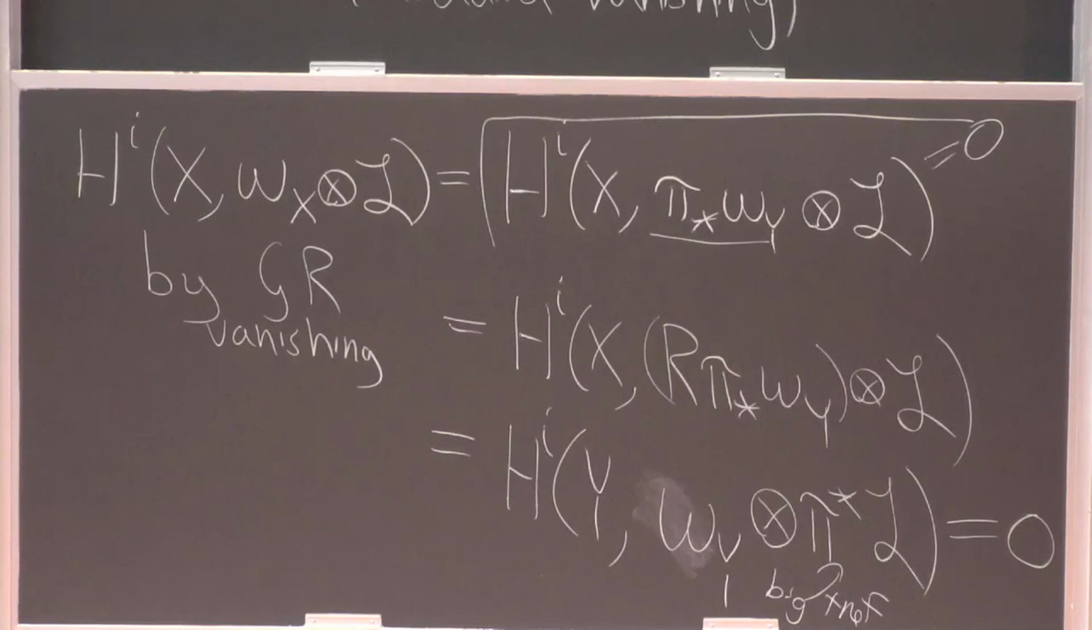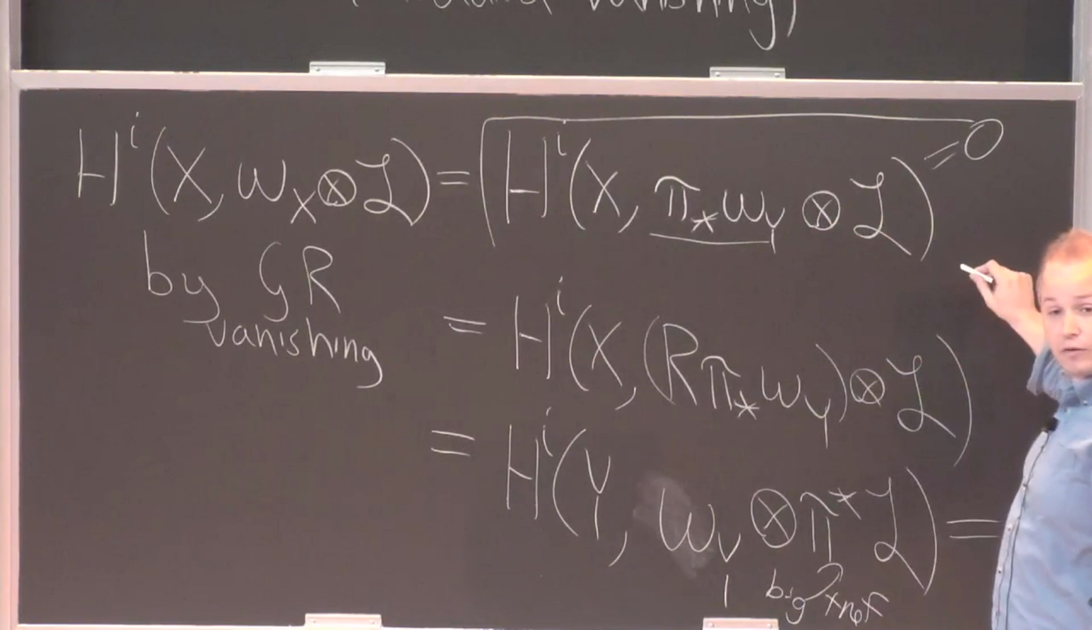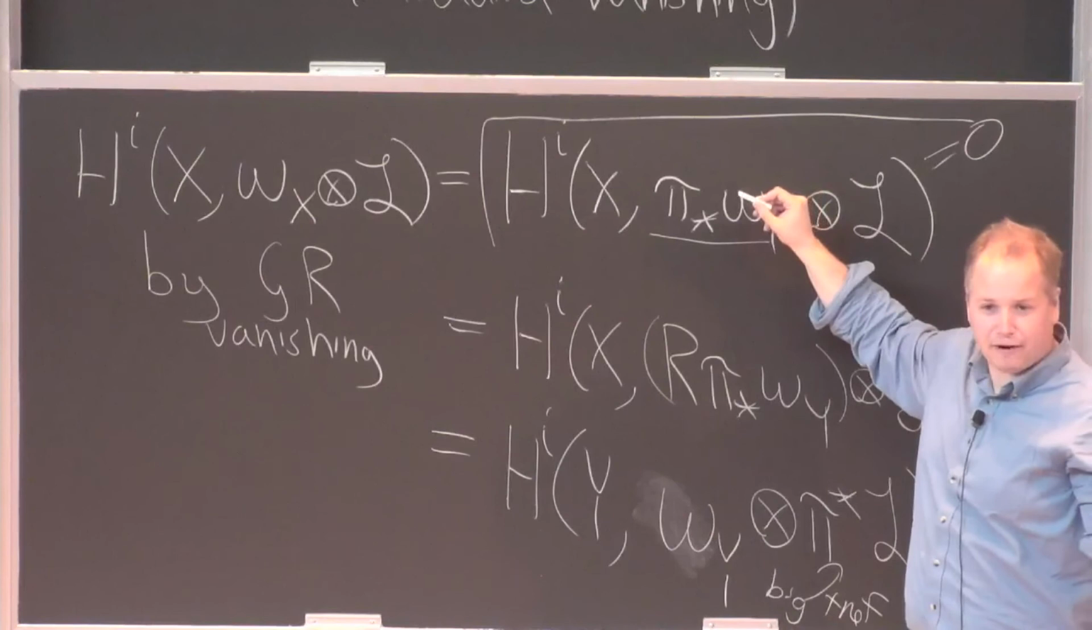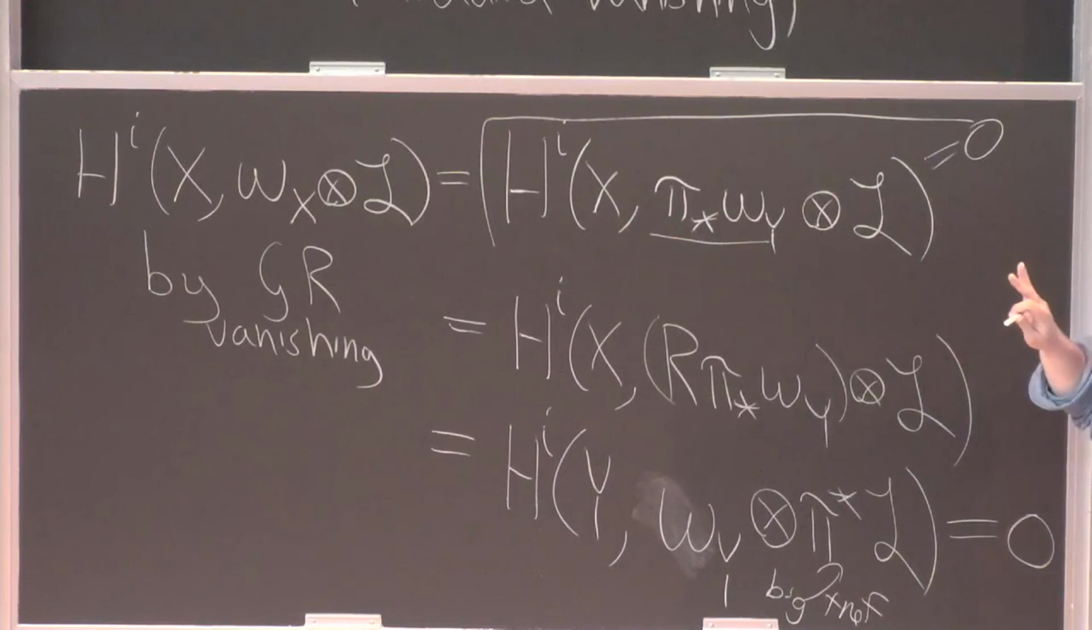Okay? And so if you want this, we still always have this vanishing in characteristic zero. This thing here is basically a multiplier ideal, sort of. And so this vanishing is usually called Nadel vanishing, if you replace it with a multiplier ideal.